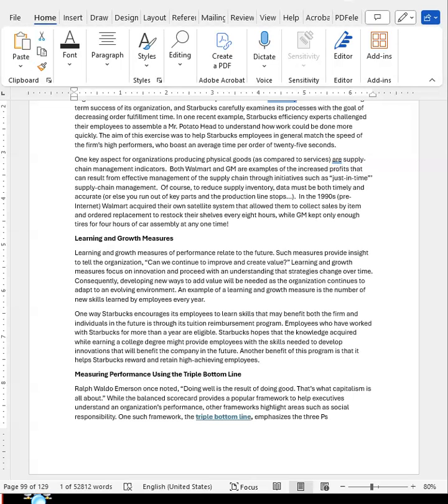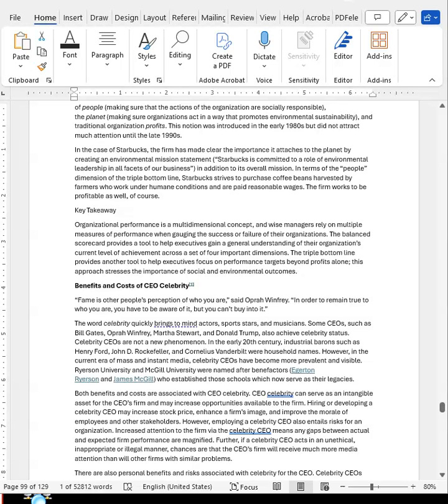Measuring performance using the triple bottom line. Ralph Waldo Emerson once noted, "Doing well is the result of doing good." That's what capitalism is all about. While the Balanced Scorecard provides a popular framework to help executives understand an organization's performance, other frameworks highlight areas such as social responsibility. One such framework, the triple bottom line, emphasizes the 3 Ps of people, making sure that the actions of the organization are socially responsible; the planet, making sure organizations act in a way that promotes environmental sustainability; and traditional organization profits.